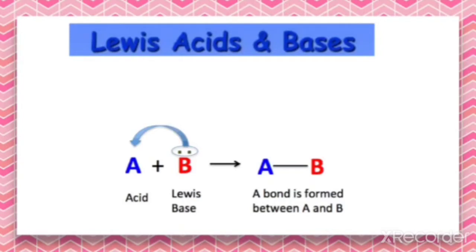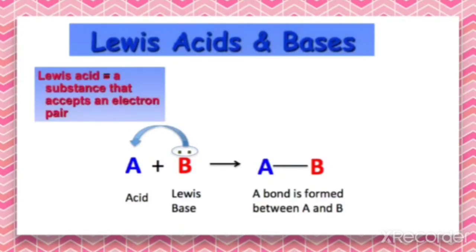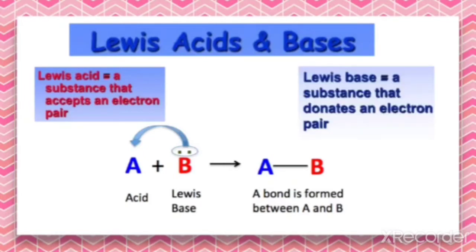G. N. Lewis in 1923 defined acids and bases in this way. Acids are the substances that accept an electron pair and bases are the substances that donate an electron pair. So acids which can accept an electron pair are called Lewis acids and bases which donate the electron pair are called Lewis bases. It can be clear from this general representation which is given here.